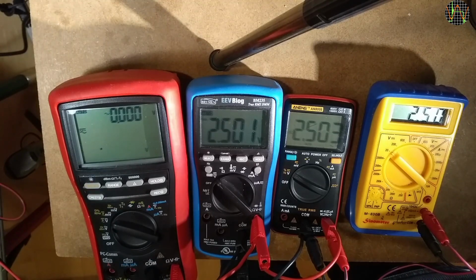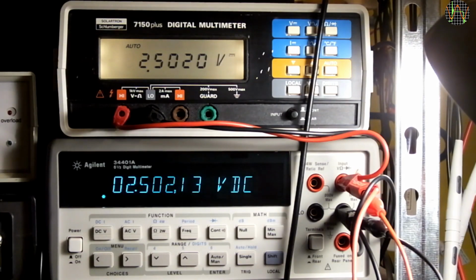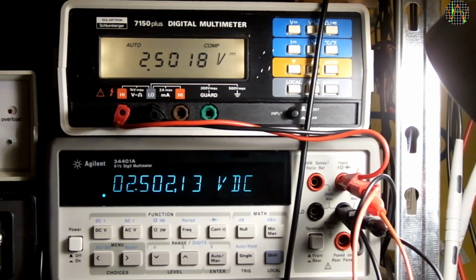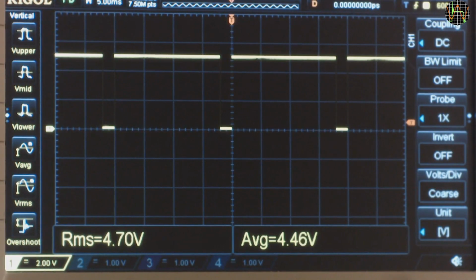As before, the AC plus DC value of 3.52 volts agrees with the RMS value on the scope. And the bench meters follow exactly the handheld meters by showing 2.48 volts RMS and also agree on the DC value of 2.5 volts. Changing the duty cycle to 90% and the average has increased to 4.47 volts and the RMS value is now 4.71 volts.